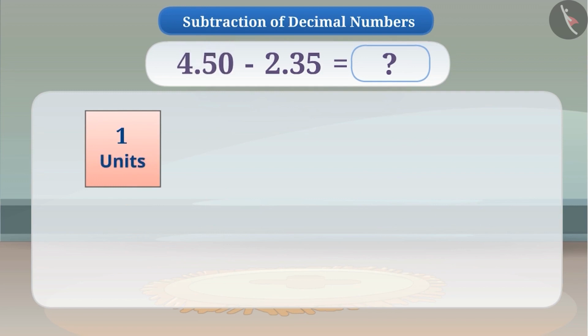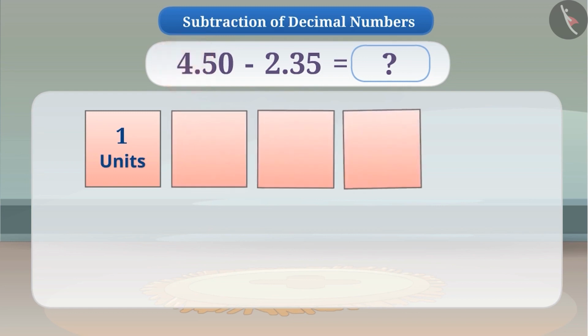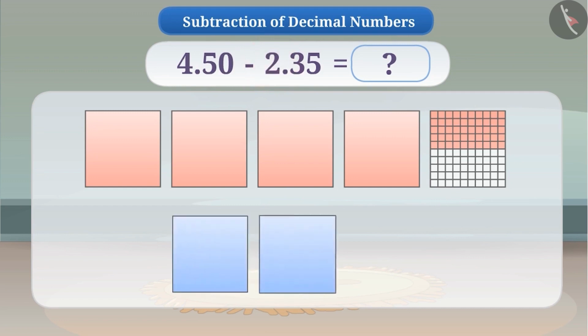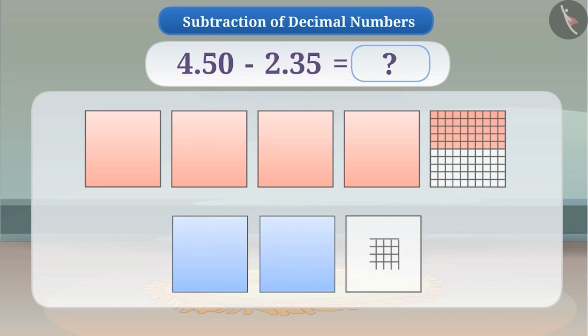In 4.5, 4 is the whole, so we will take 4 squares, and to represent 50 hundredths, we will take another square and divide it into 100 parts. We will shade 50 parts out of the 100 equal parts. In 2.35, 2 is the whole, so we take 2 squares, and to represent 35 hundredths, we will take another square and divide it into 100 parts and shade 35 out of the 100.